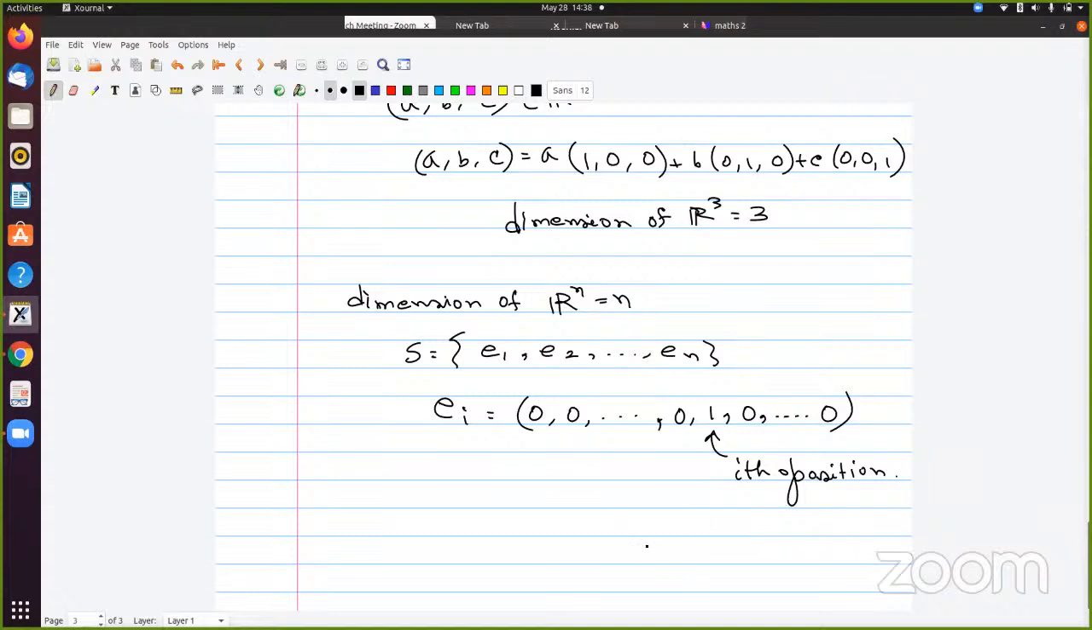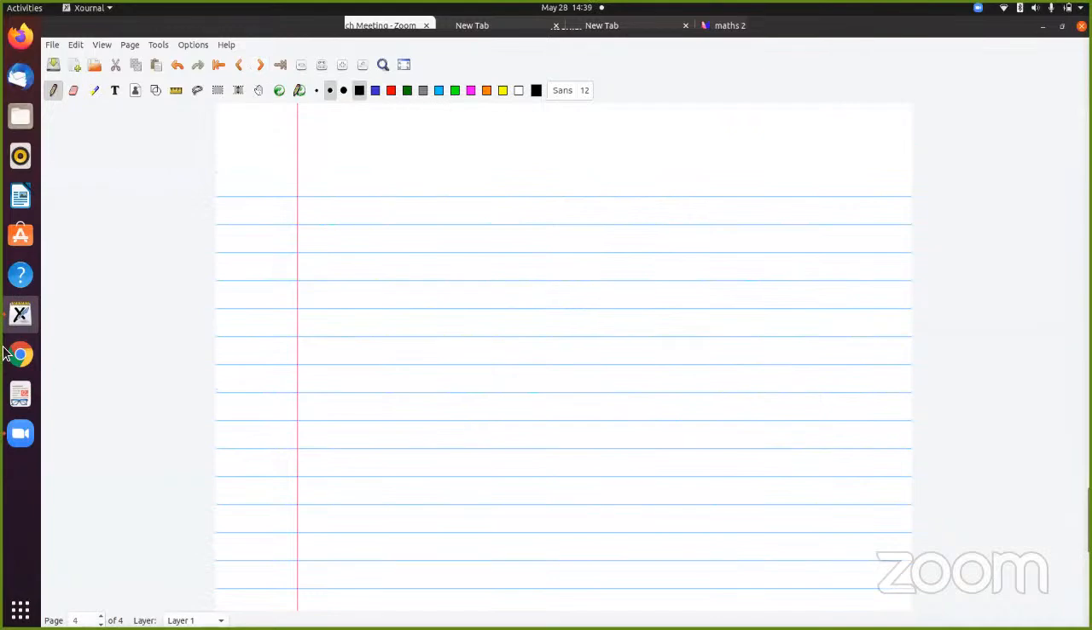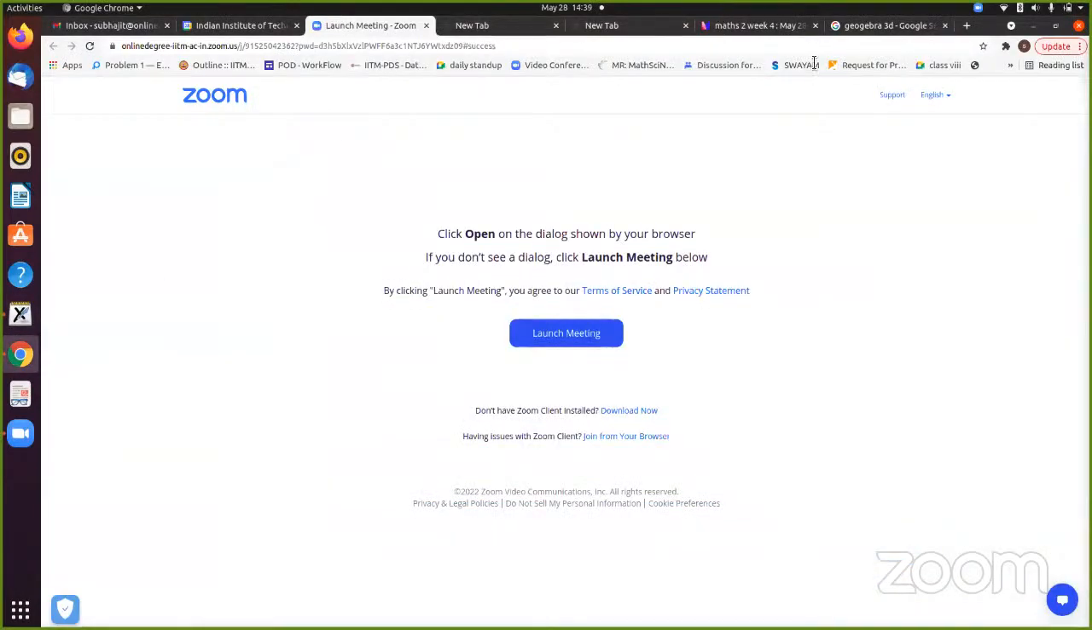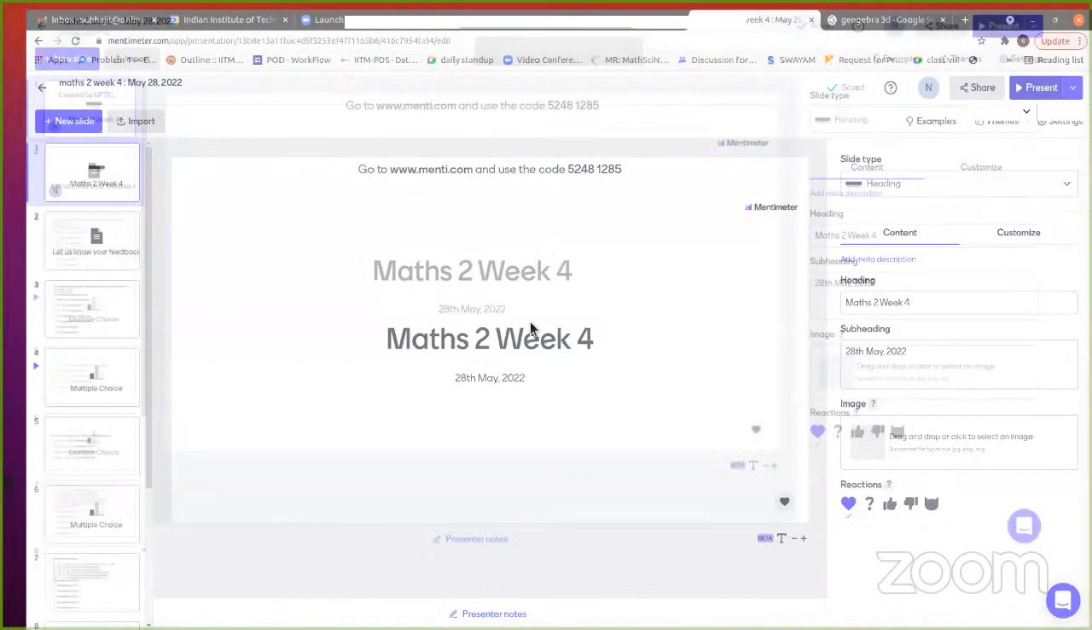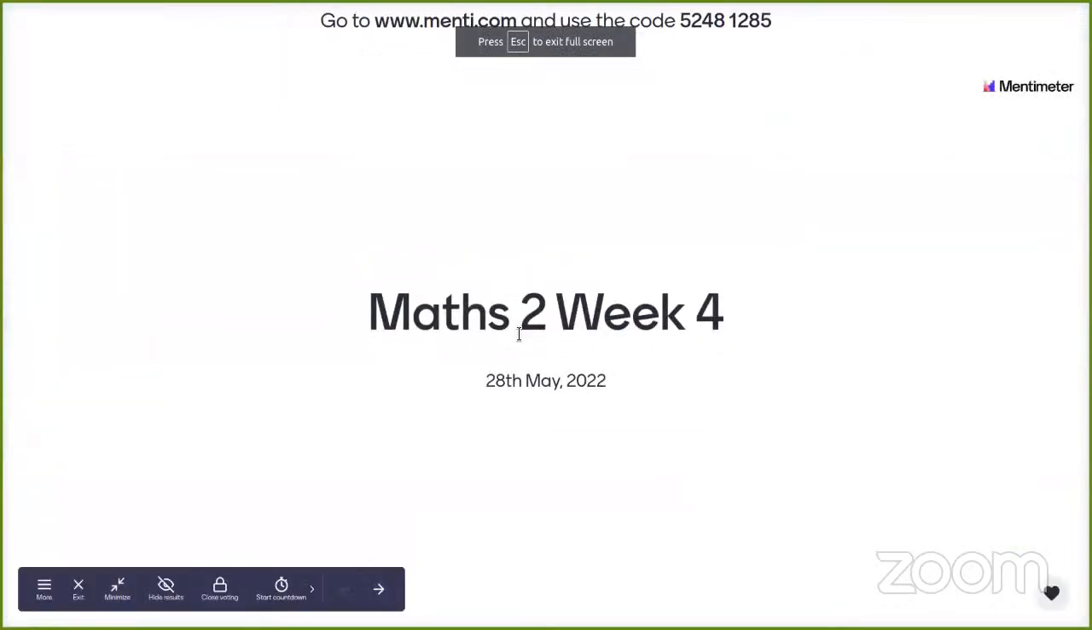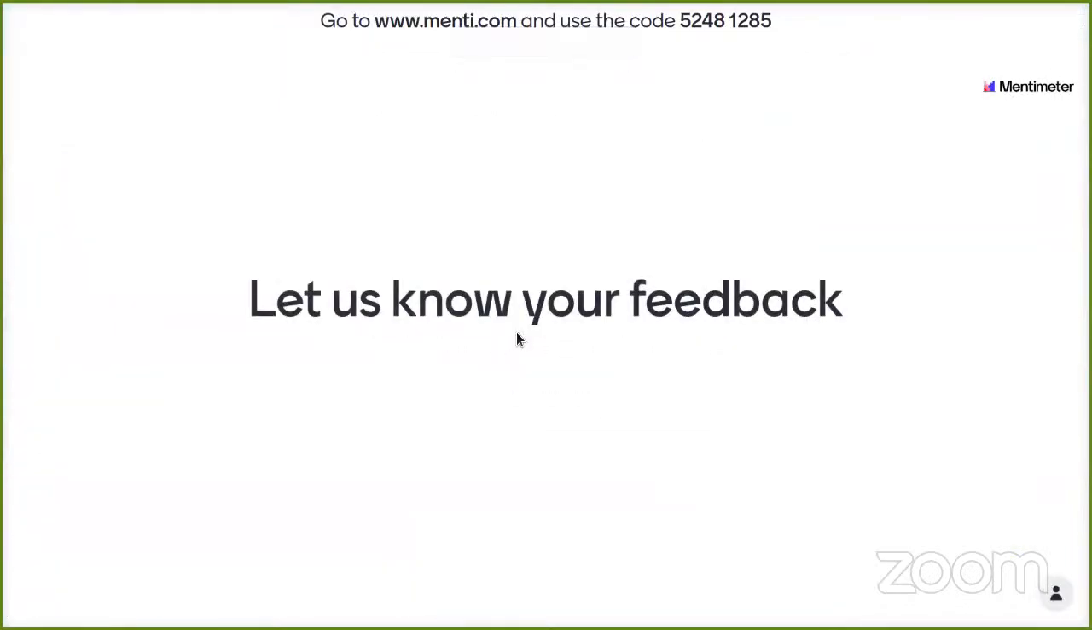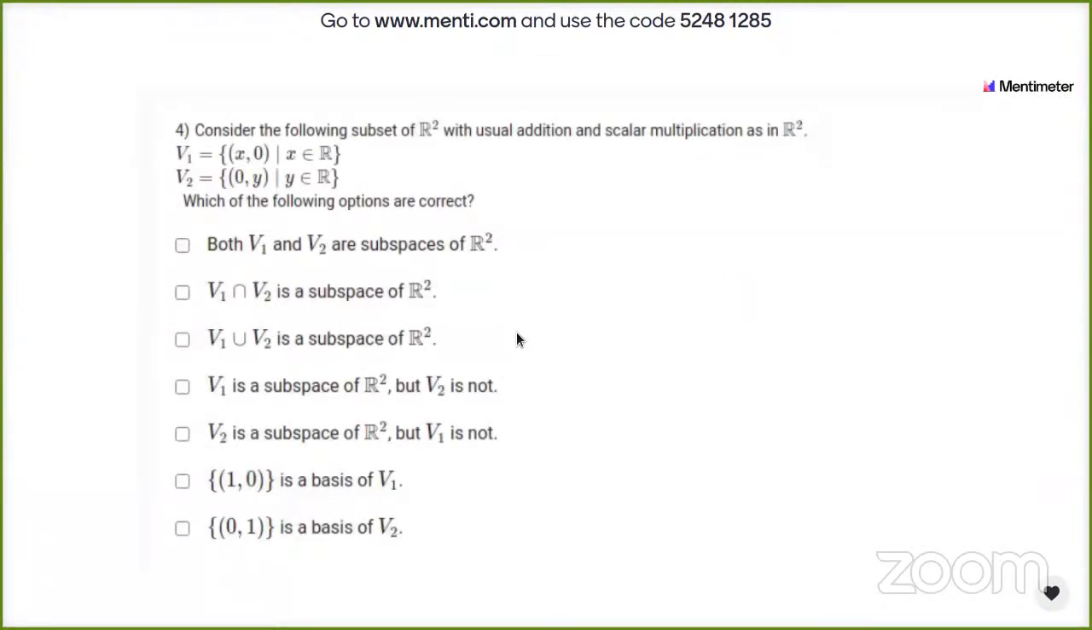Now things can become a little bit complicated once we look into the subspaces of a vector space. So again, let's start with a question which I have already set up here. Can you see this slide? I will take that feedback later. Let's go to the question directly first.